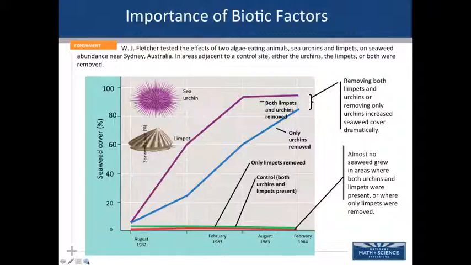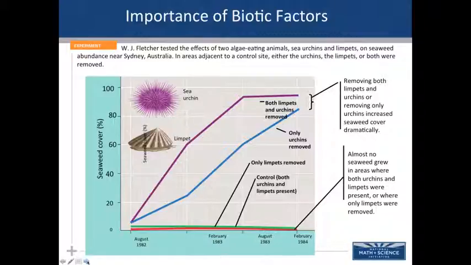They took out the limpets, and they still didn't see the seaweed rebound. So we didn't have a high percentage of seaweed cover. Then they took out the urchins, and when they took out the sea urchins, they had this blue line. And when they took out the limpets and the urchins, they had this purple line. As you can see, this purple line goes up very steadily, very quickly, and then it levels off. We have a name for that leveling off that we're going to talk about in other parts, and that is carrying capacity for the seaweed in that area.